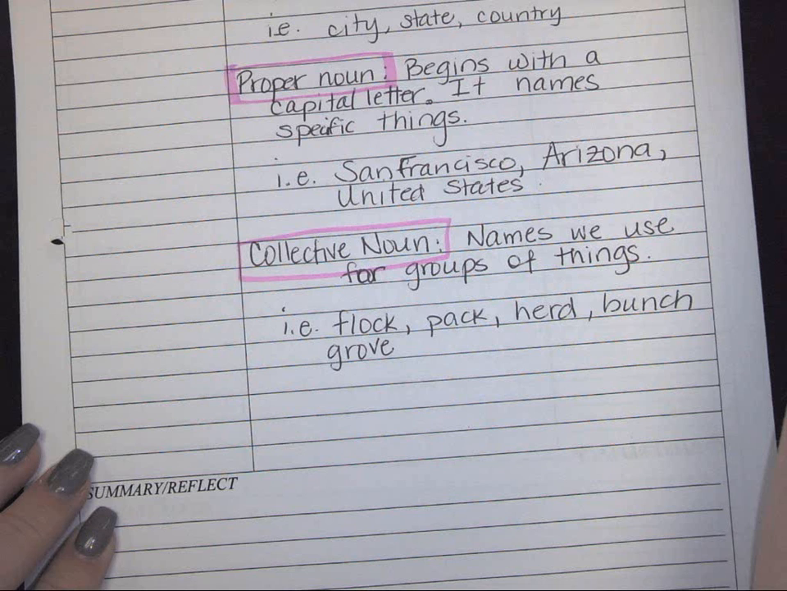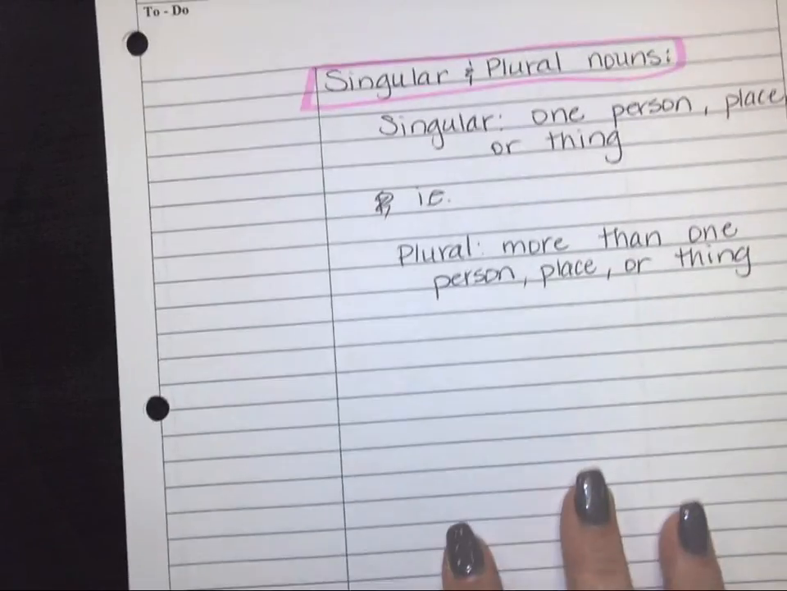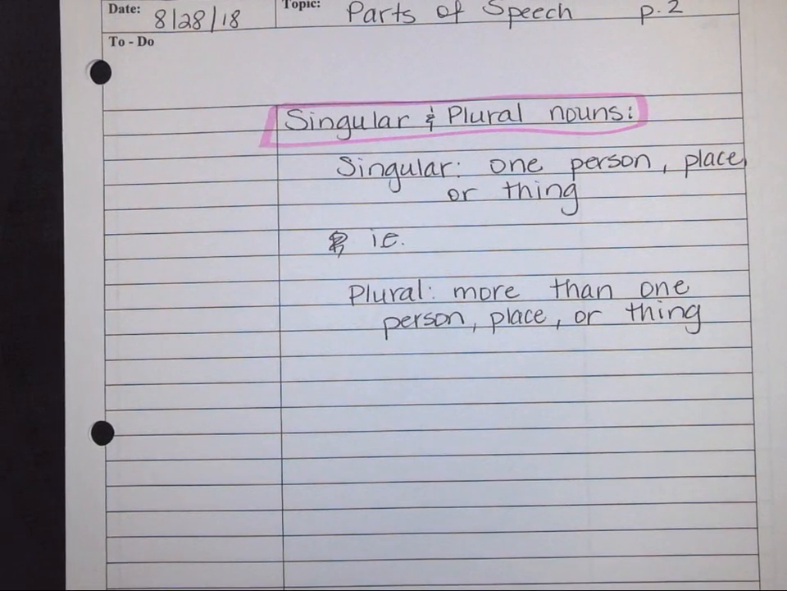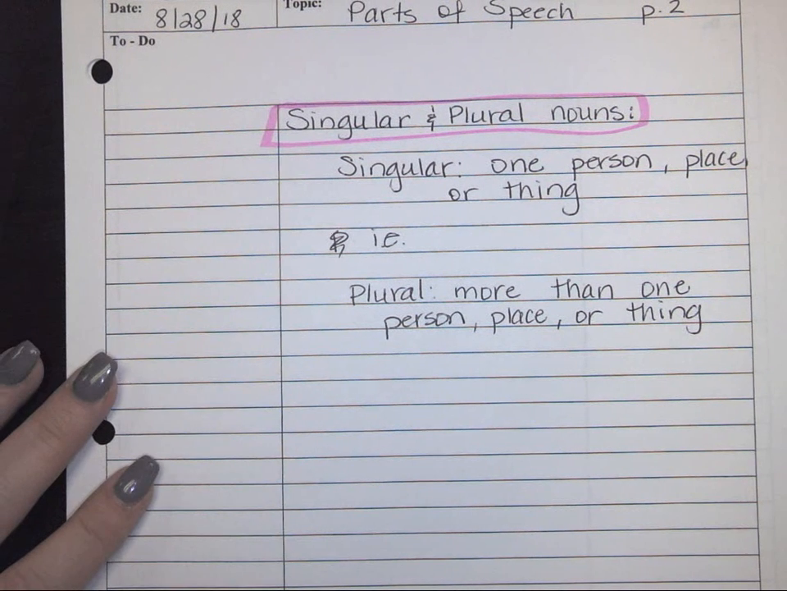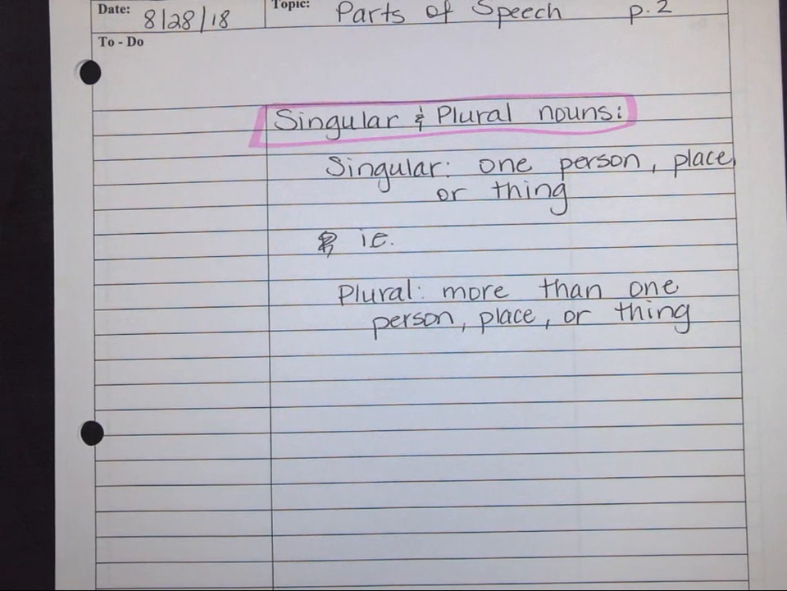Okay, we're gonna move on. All right, so now we're gonna go on to singular and plural nouns. So a singular noun is one. You guys can write on the back of your papers. I don't write on the back of mine because I scan them through. So you guys can always write on the back. So a singular is one person, one place, one thing.